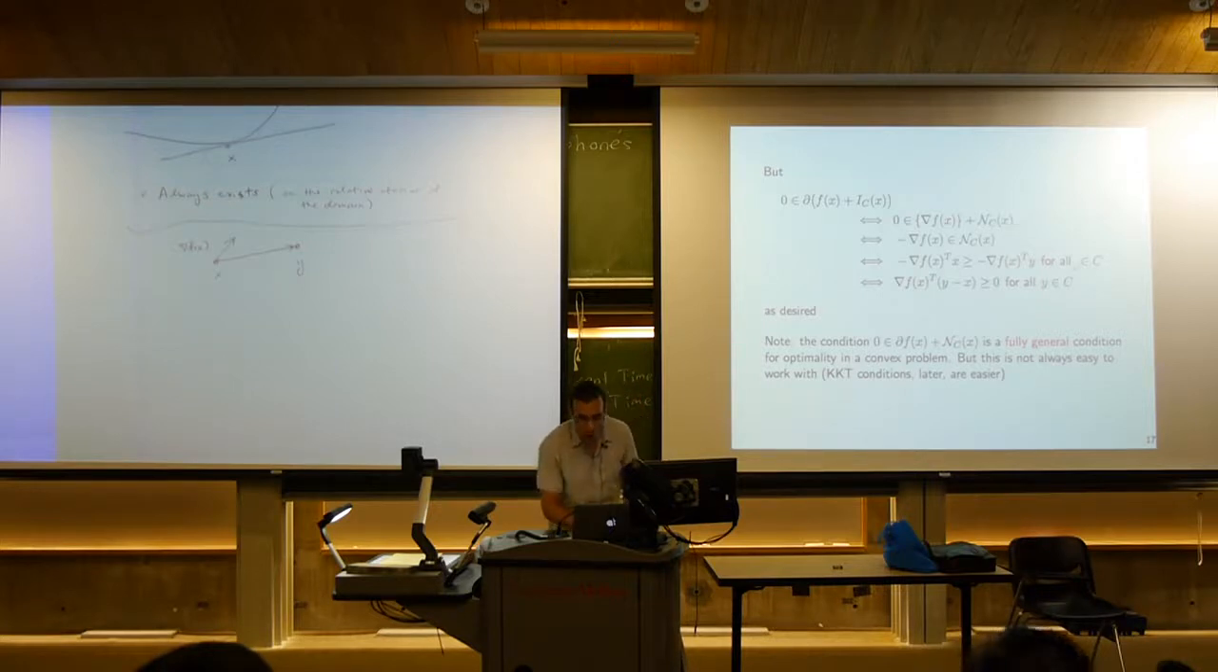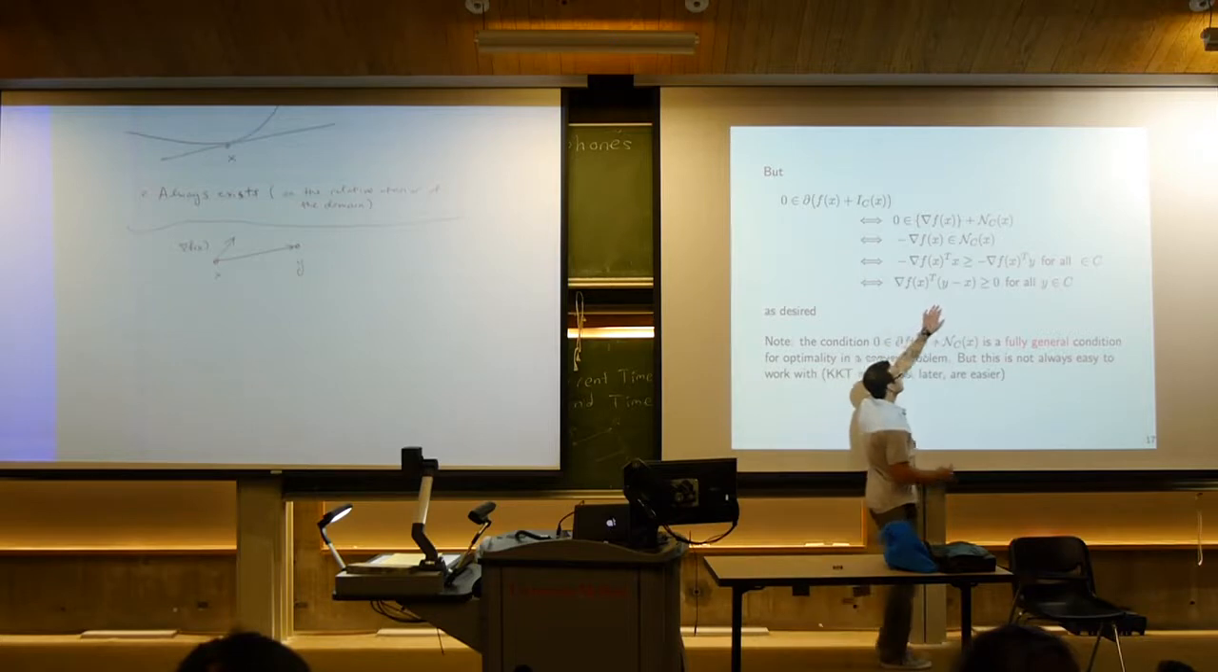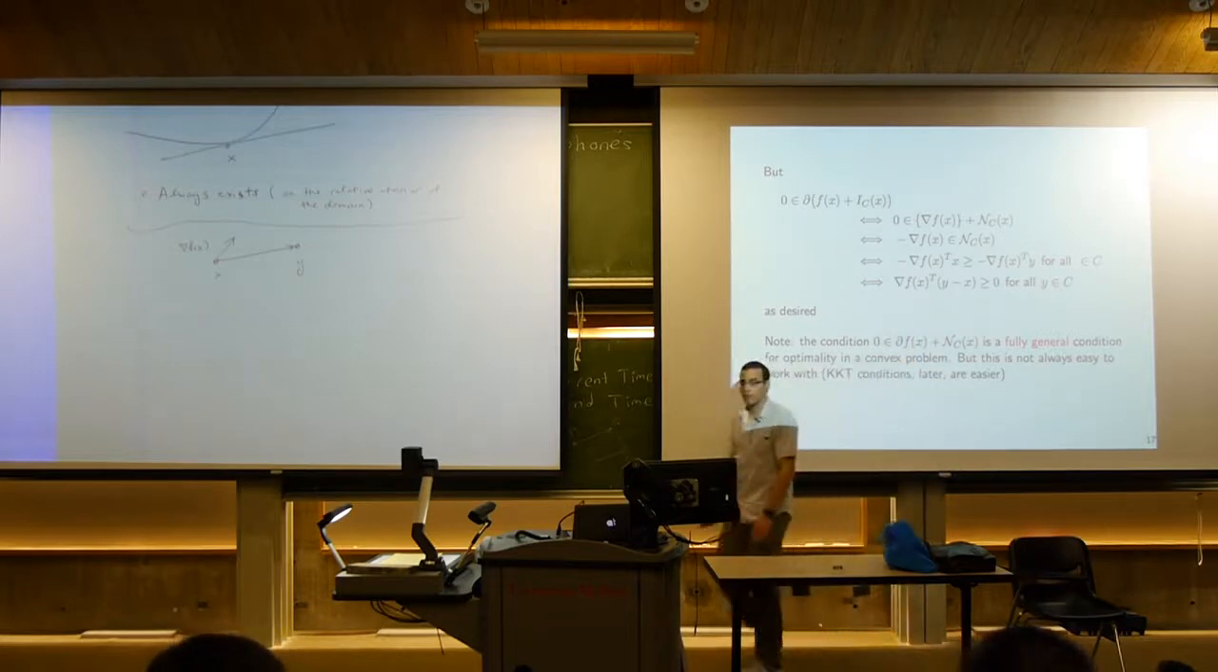I guess there's not a y here. Let's just say for all y in the set. Okay, this is just invoking the definition of the normal cone. But rearranging this gives us exactly the first order optimality condition, right? It's just saying that the gradient must be aligned with y minus x. It's just exactly the first order optimality condition.